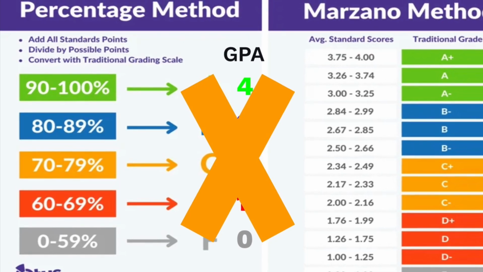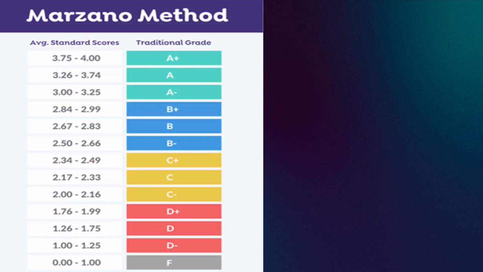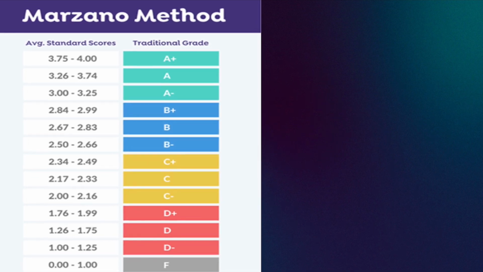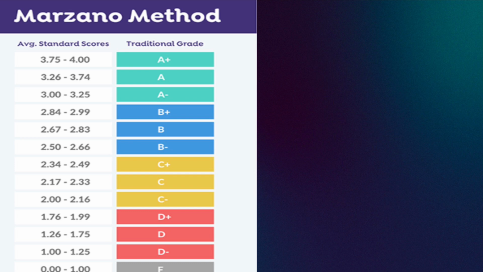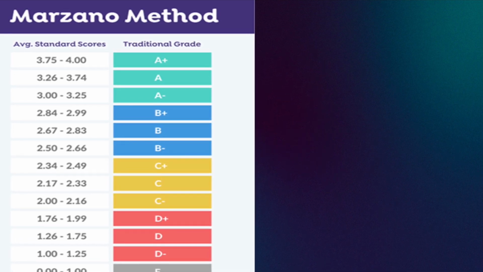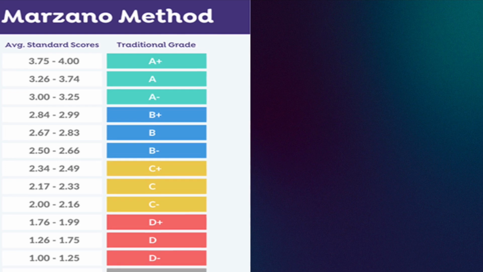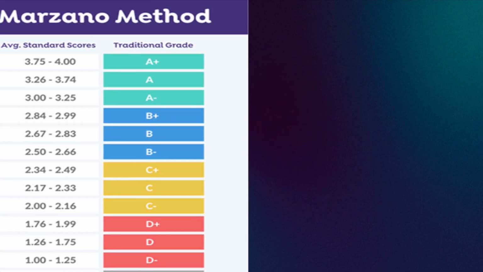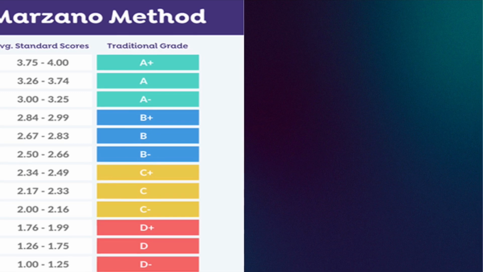Instead, I want you to focus on that right side of the scale, which is where we have the Marzano method. In the Marzano method, we're going to take those weighted averages and look at them on this scale where a 3, which is proficient, is an A minus, and a 4, which would be exemplary, is an A plus, and it goes down from there. And then what we're hoping is this should give us a little bit more accurate grading overall that is reflective of the student's actual abilities.